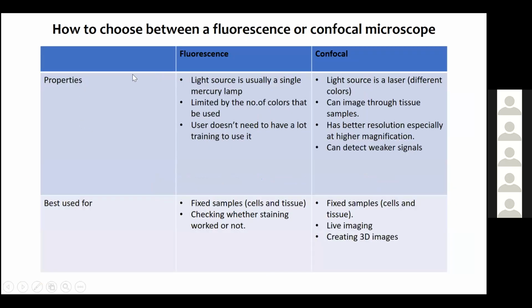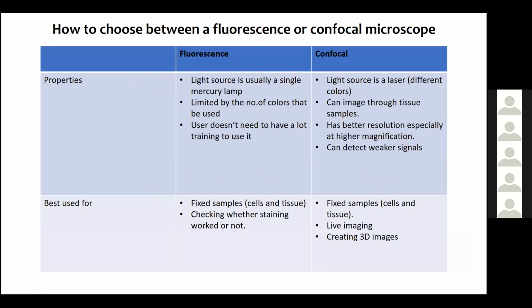So once you've figured out whether you want to use an upright microscope or an inverted microscope, the next layer that gets added on is whether you want to use a fluorescence microscope or a confocal microscope to image your samples. Now, if you're doing a basic H&E stain or a DAB staining, you can get away by just using a bright field microscope, which again will be offered as either an upright or an inverted.